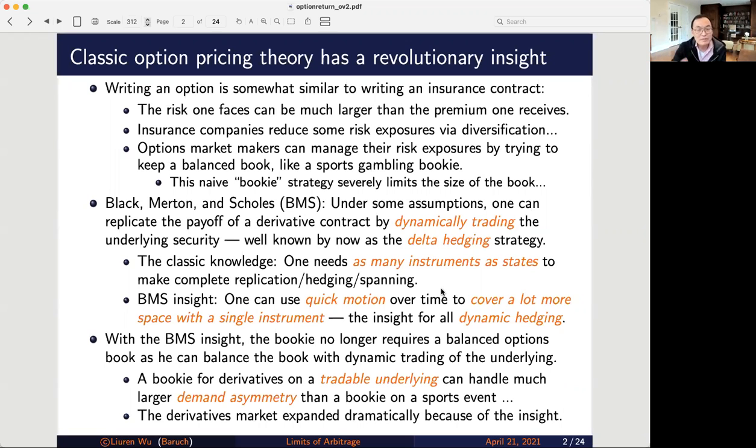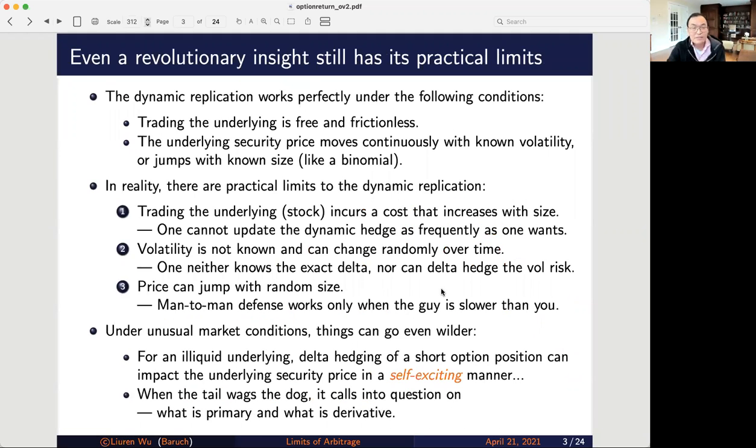But when we try to be a bookie for a stock, because this underlying stock is tradable, you don't need to have a balanced book anymore. I think that's the big part of their insight. I feel like it can be used in many different places.